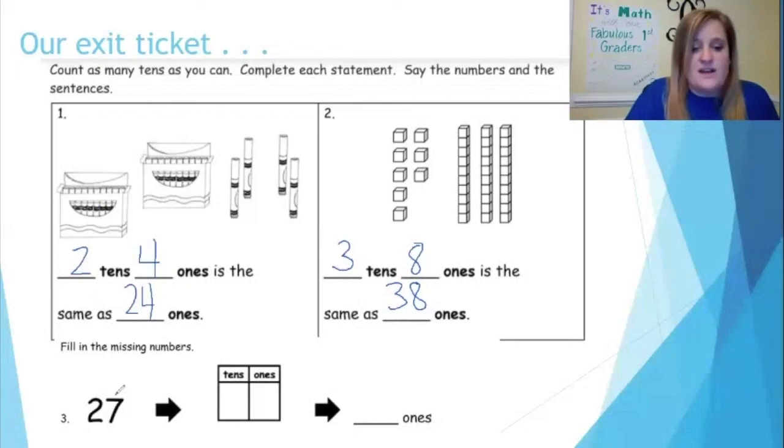Number 3, which is your last problem, the directions say fill in the missing numbers. So you're given the numeral 27. How many tens do you have in 27? Correct. You would have 2 tens. And how many ones? 7 ones. That is the same thing as saying how many ones would we have? 27 ones. Great job.